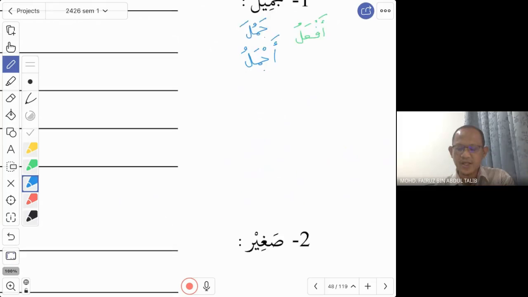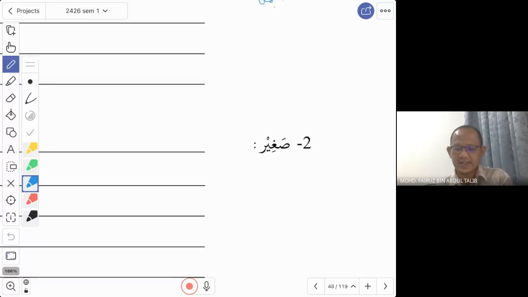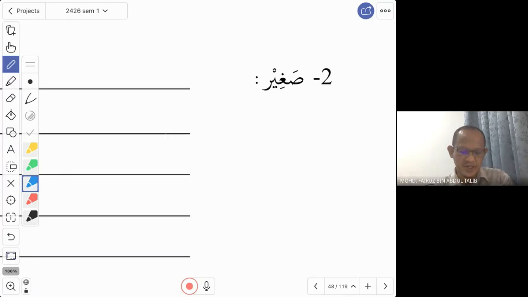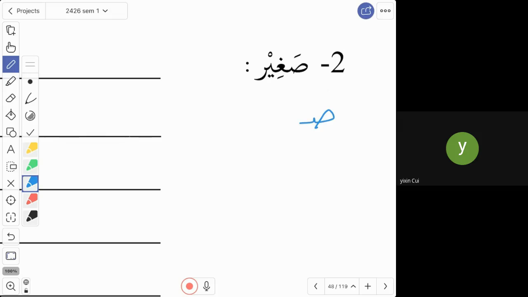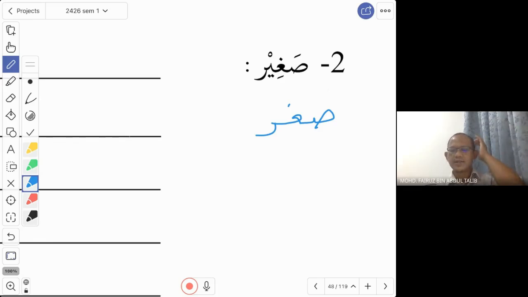The second word, saghir. Saghir, small. You want to say smaller or the smallest. Yes, what do you think is the root word? Sad, ghain, ra. Yes, correct. Sad, ghain, ra. And this is sagura. So this is how we read.